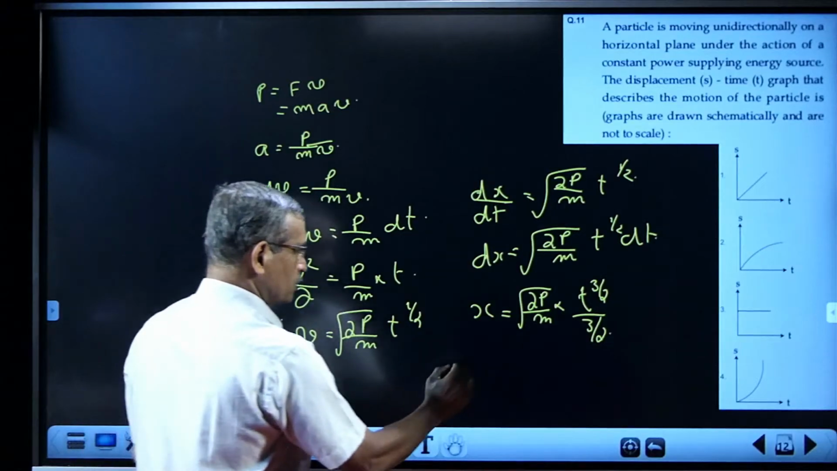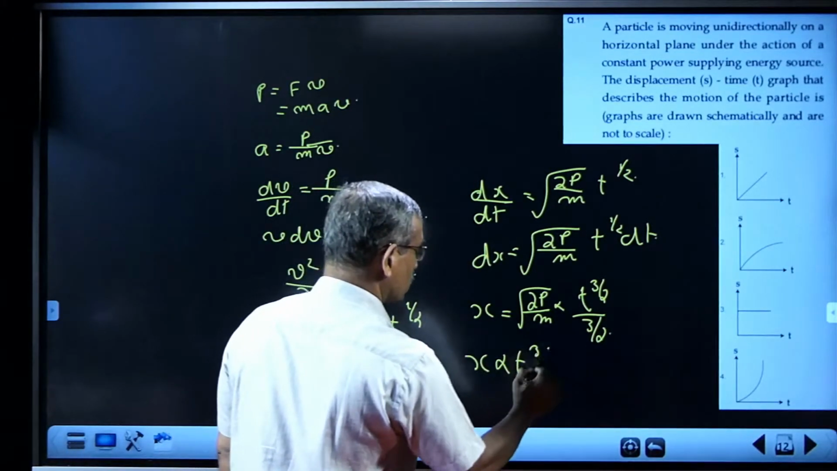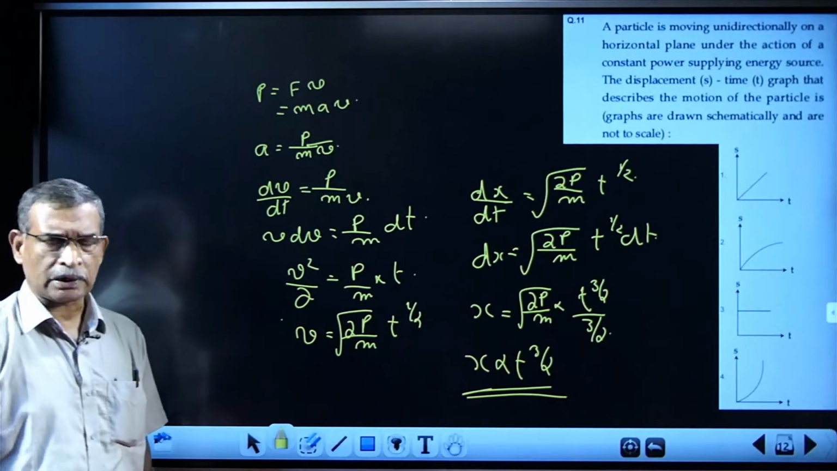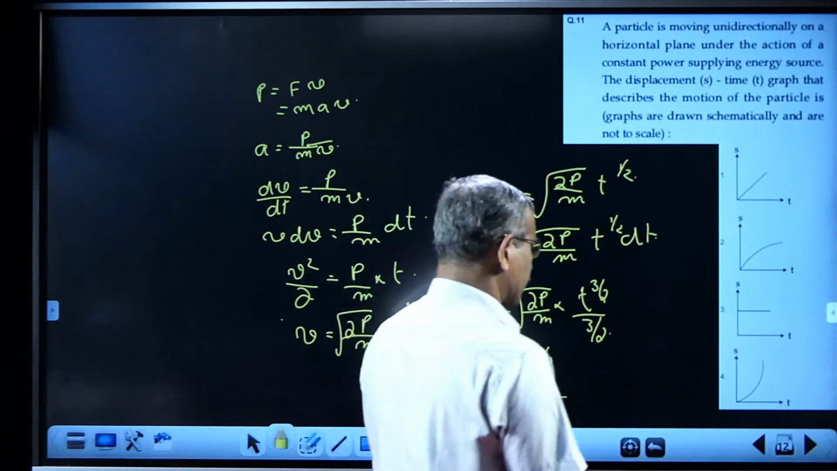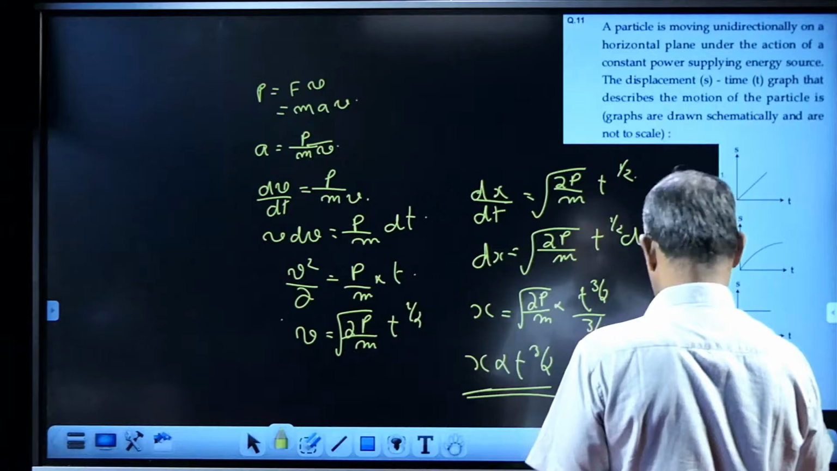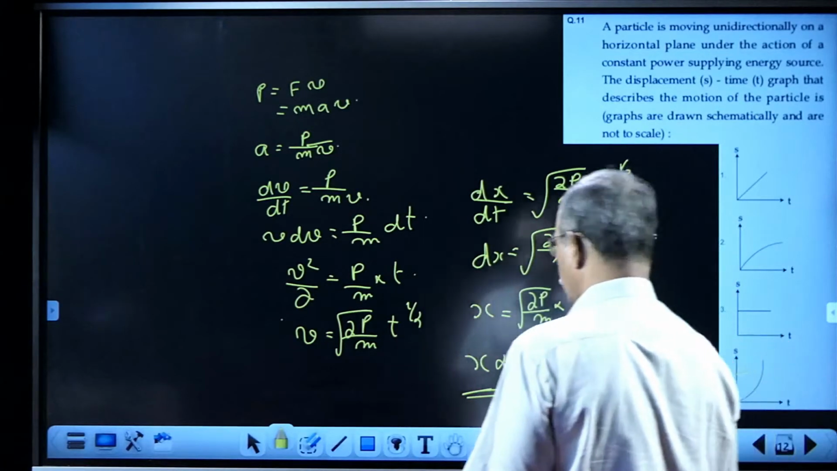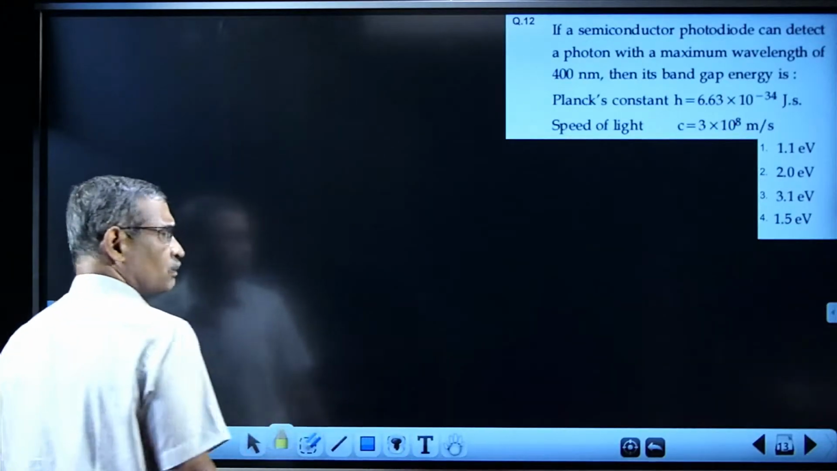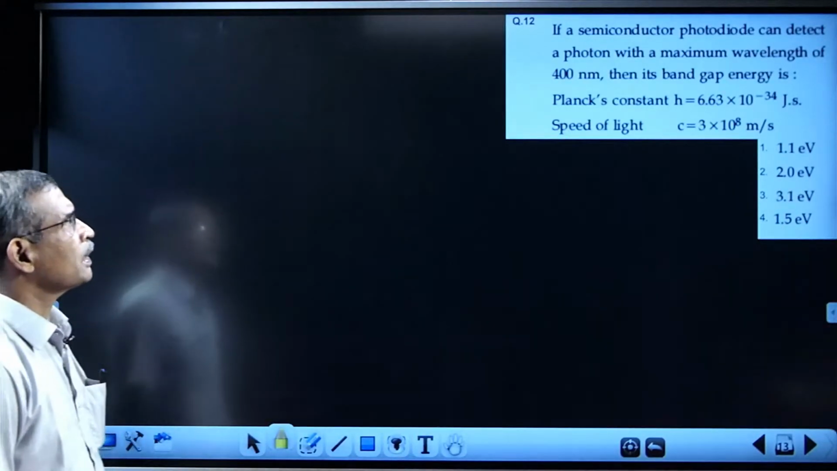Now our dependence is x proportional to t raised to 3 by 2. Definitely a sharp path increasing with the value of t. Therefore, the option is 4. And again, a moderate question.